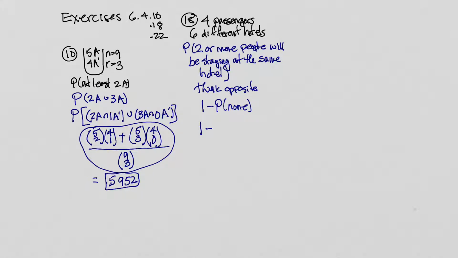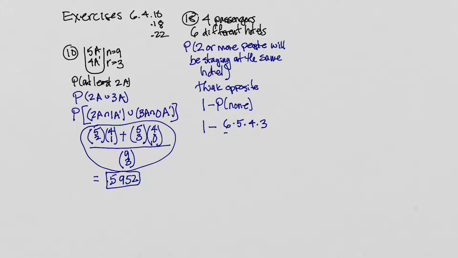Now, the probability, just pick one of these people, the probability that that person chooses a hotel, that's 1. And I'm going to think of it like this. The first person can choose any one of 6 hotels. But now we want them to be different, so the second person can choose any one of 5 hotels. We want the third person now to be different than these 2, so any one of 4 hotels. And then the fourth person can choose any one of 3 hotels.